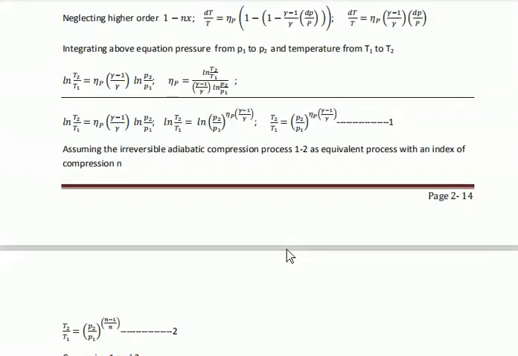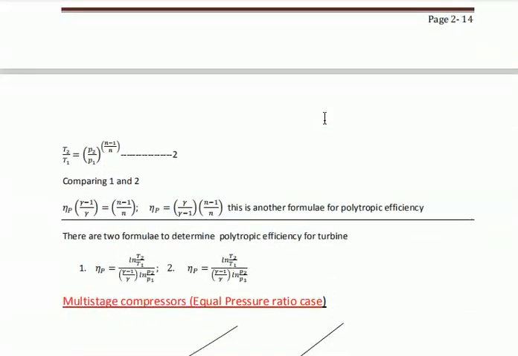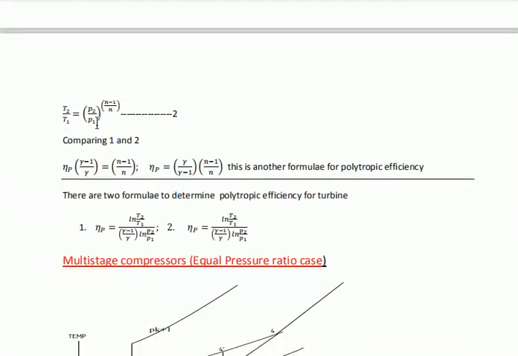Next, assuming the irreversible adiabatic compression, or rather expansion, process 1 to 2 as equivalent to an expansion process with an index of expansion n, we write n instead of gamma. Then T2/T1 = (P2/P1) raised to (n - 1)/n. Comparing the two indices, eta_p (gamma - 1)/gamma is equal to (n - 1)/n, so eta_p is equal to gamma/(gamma - 1) into (n - 1)/n. This is another formula for the polytropic efficiency.